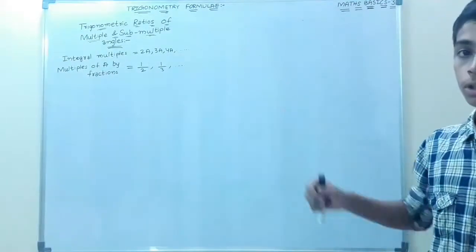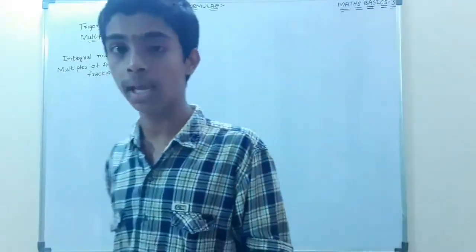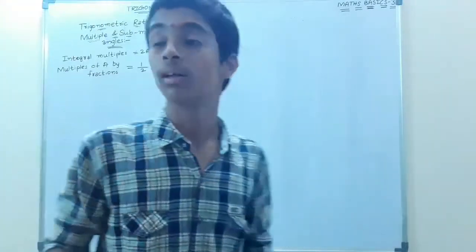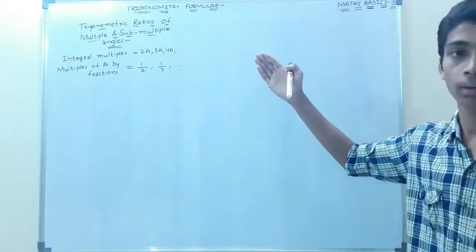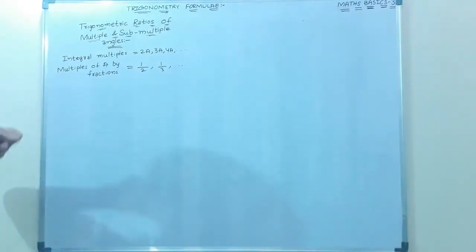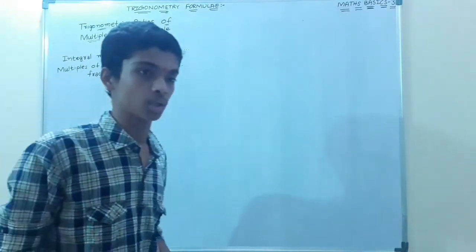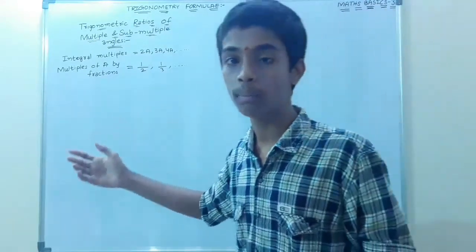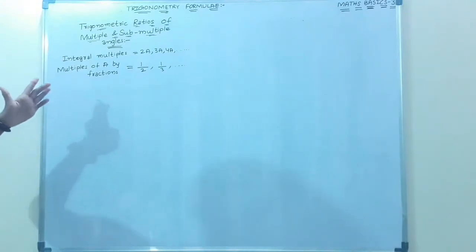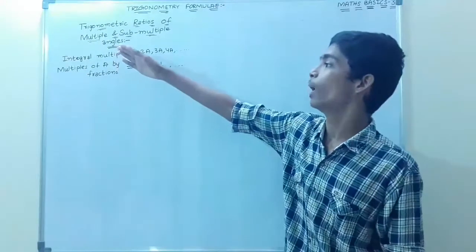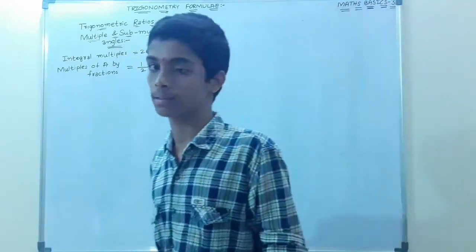They are the multiples of A. The integral multiples like 2A, 3A, 4A and so on are called multiples of A. And multiples of A by fractions, like 1 by 2 and 1 by 3, are called submultiples of A, and that is multiple and submultiple angles.